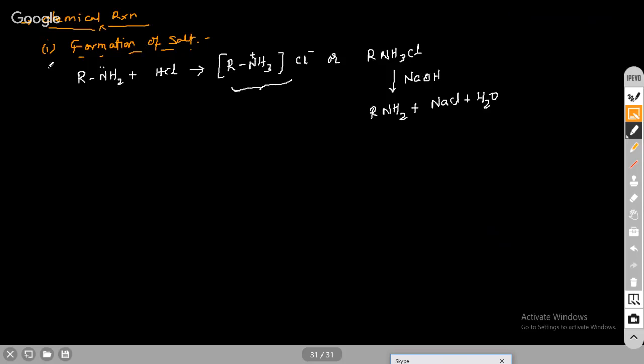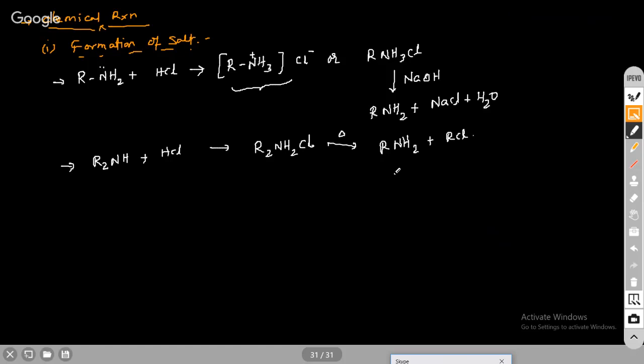But the same thing is not true when we have 2 degree amines. For 2 degree amines, you see the reaction. Suppose we have R2NH. This is 2 degree amine. When it reacts with HCl, this forms the same kind of salt, which is R2NH2 plus Cl minus, or we can write it as R2NH2Cl. Now when you heat this, it dissociates into the primary amine, RNH2, plus alkyl halide, RCl.